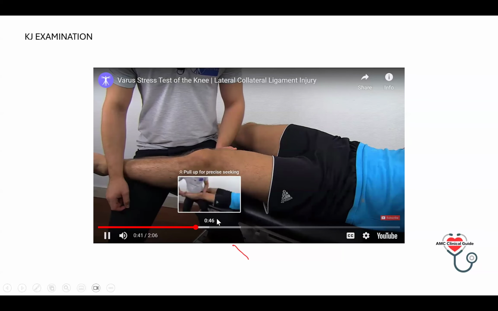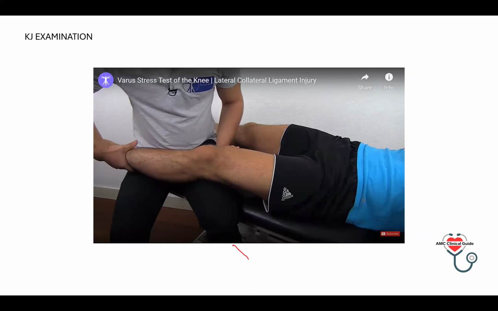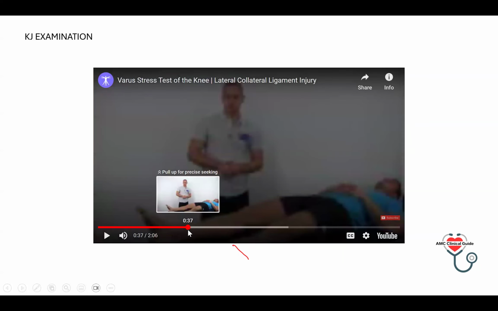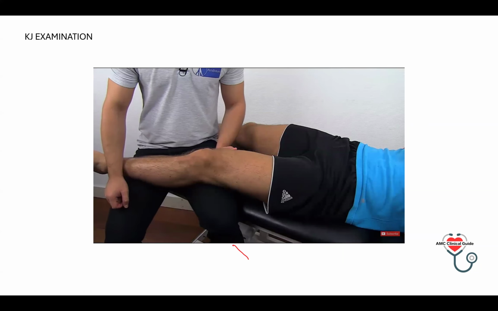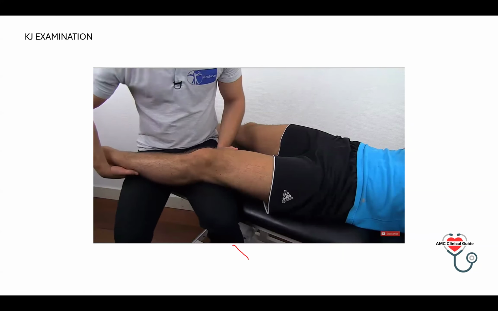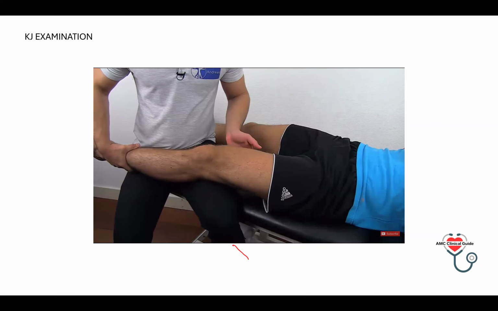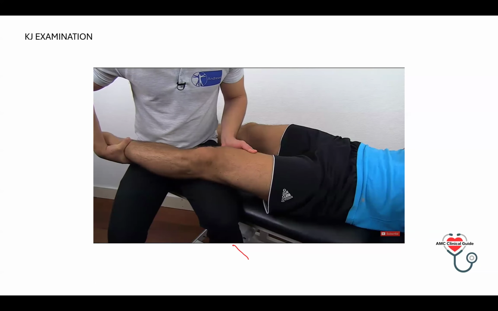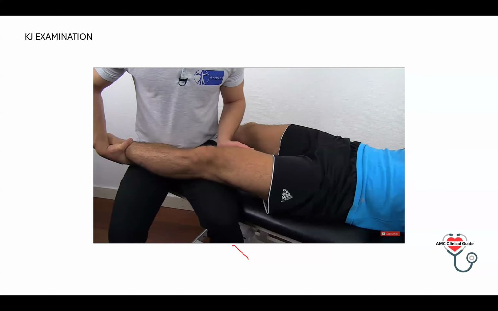Instruct the patient to relax as much as possible. Grab onto the lower leg, one hand just above the ankle joint, and fixate with the other hand on the medial side of the tibia. Apply lateral rotation in the knee joint. Perform passive adduction in the knee joint to put stress on the lateral collateral ligament.